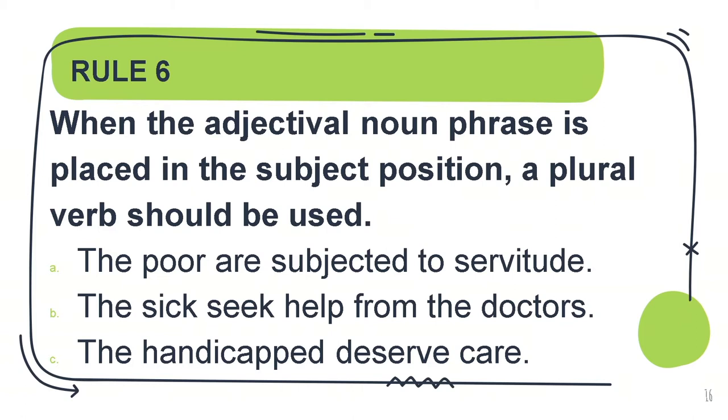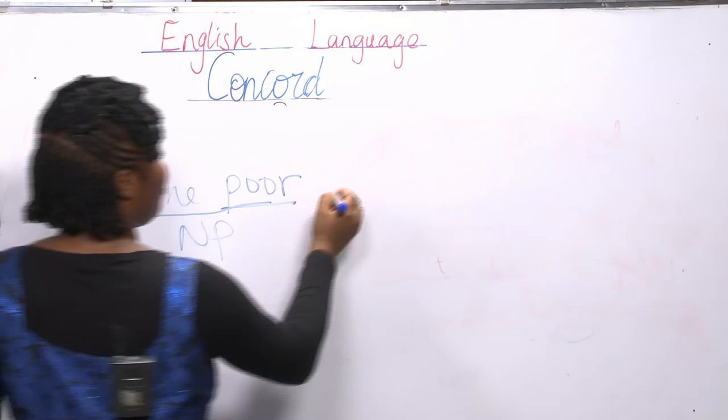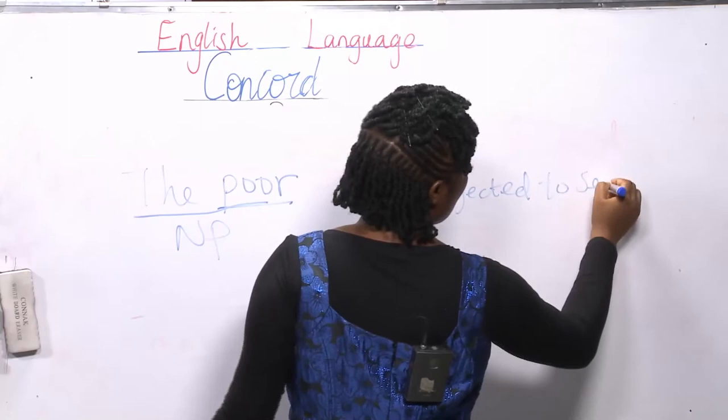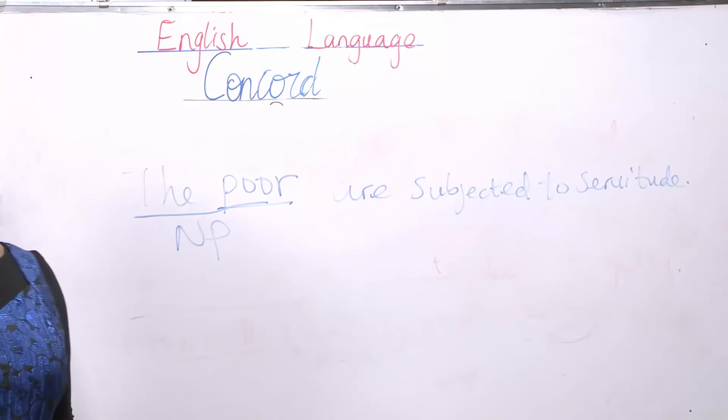Poor ordinarily is an adjective, but using the poor together makes this a noun phrase. So that's what we refer to as an adjectival noun phrase. Now, phrases like these are usually followed by plural verbs. So it is wrong for you to say the poor is subjected to servitude. Rather, we say the poor are subjected to servitude. The poor are subjected to servitude.